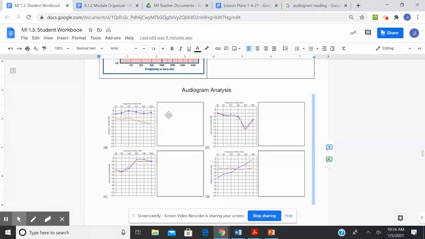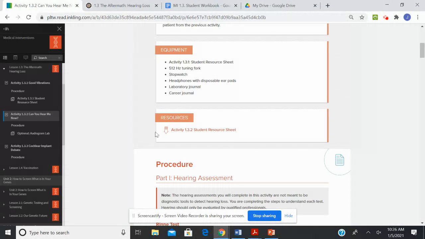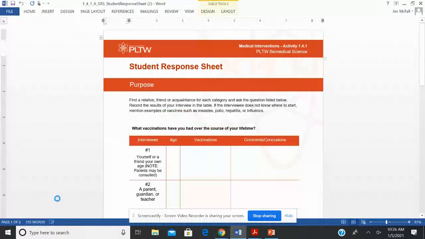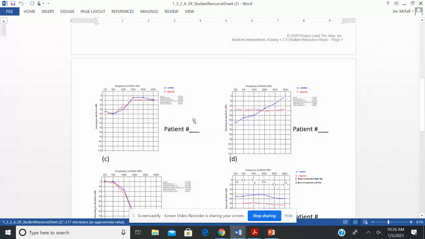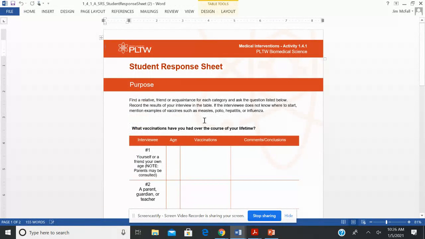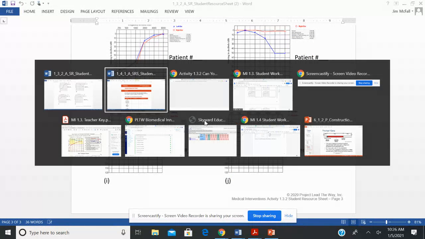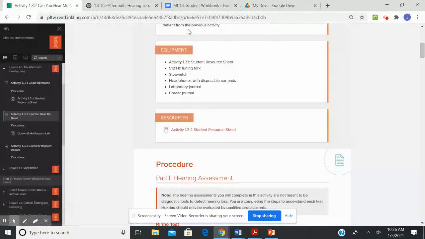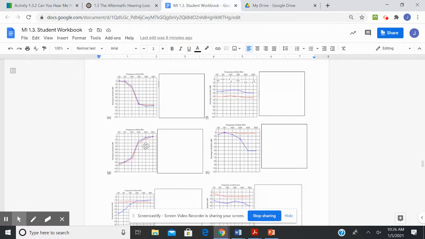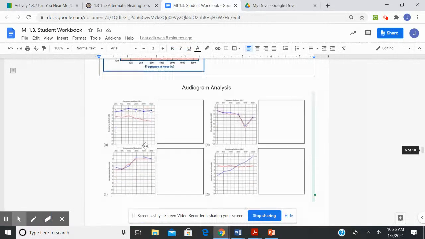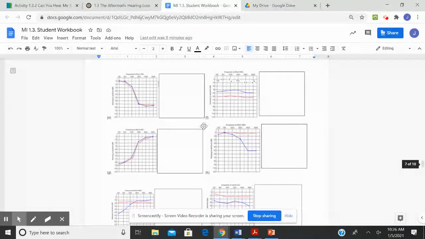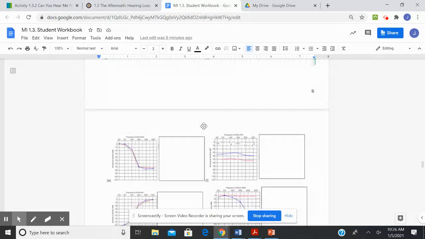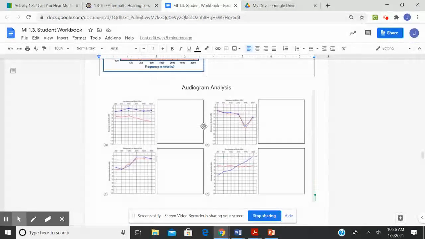So you're going to look at these 10 audiograms, and if you want to look at these in more detail, you could click on 132 Student Resource Sheet, and there's a document that has them more zoomed in. Basically what you're trying to do is identify which patient matches. So which patient goes with these individuals. And for each one, explain which patient it was, 1 through 10, and then what the condition is.